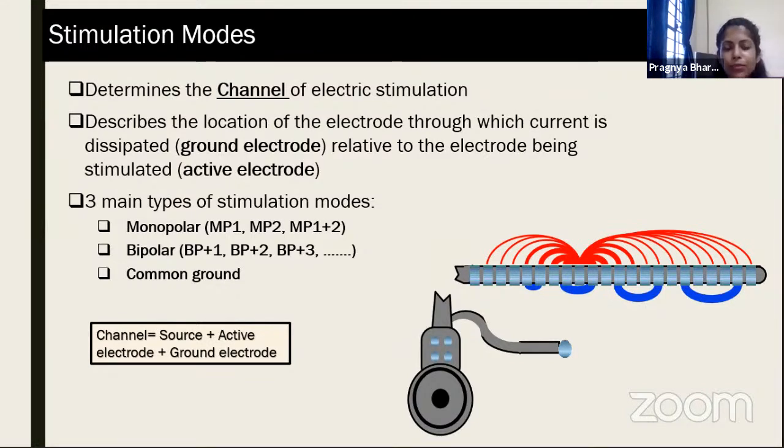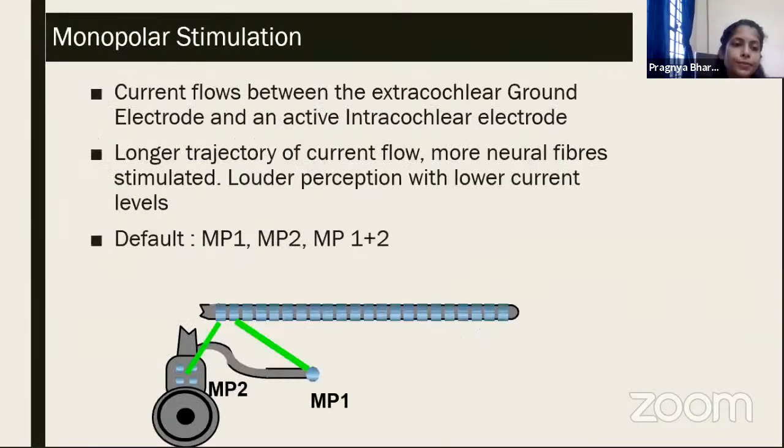There are three main types of stimulation mode: the monopolar mode, bipolar mode, and common ground mode. I think most of the manufacturers now apply the monopolar mode, but for our understanding, we'll just quickly go through each of these.